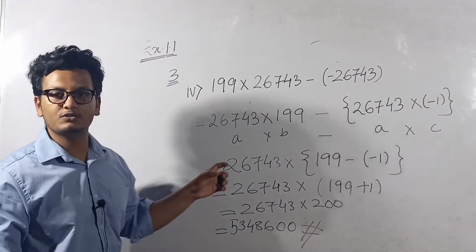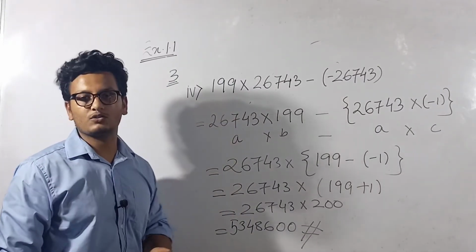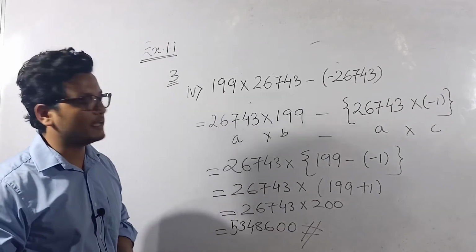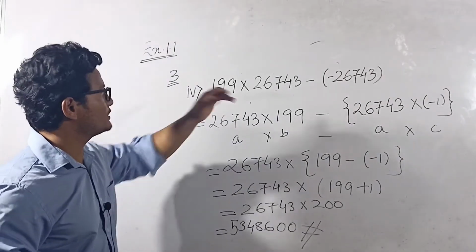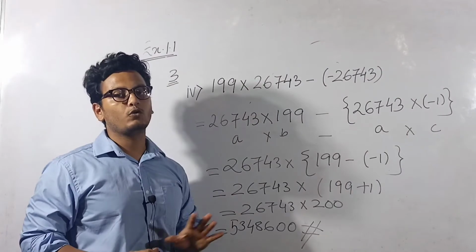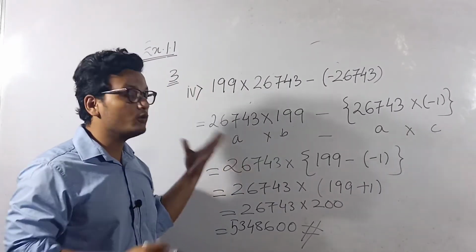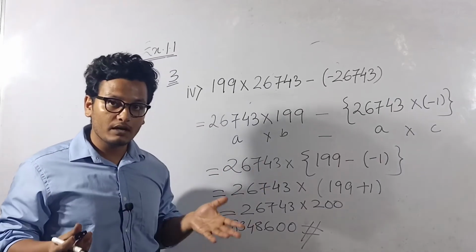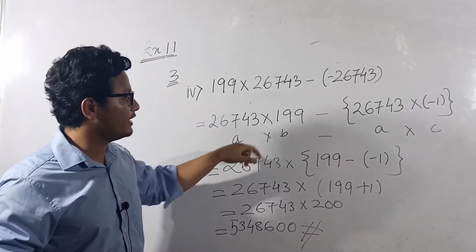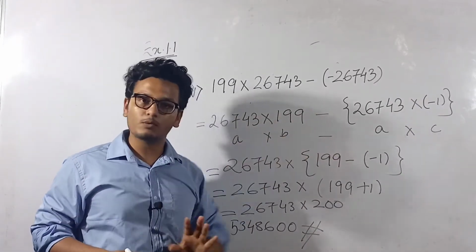I hope you have understood this topic. This question you have understood. If you have still not understood, I am explaining it once again. See students, because this is in distributive property, we have to use distributive property to solve this question. First of all, we have to bring it to distributive form. Yes or no? For that, we have to have the A into B minus A into C format.